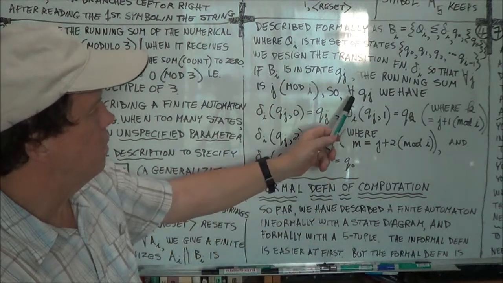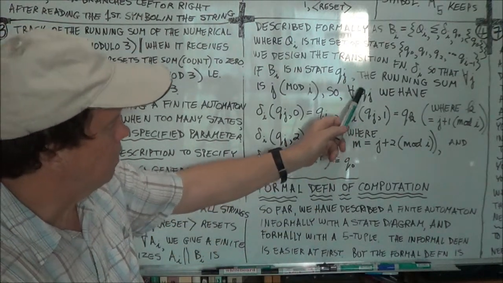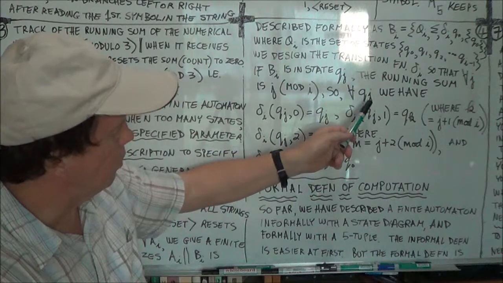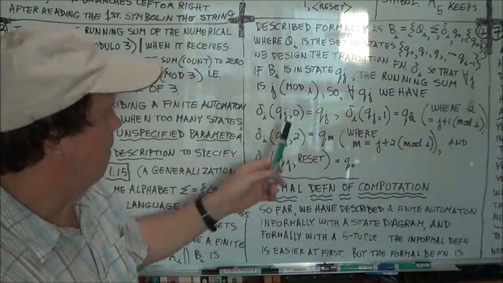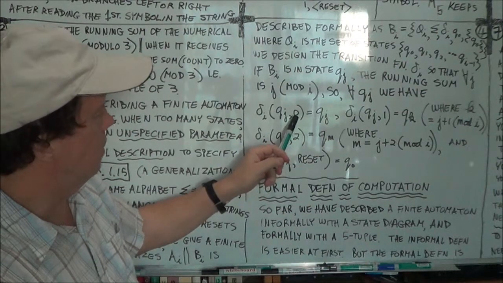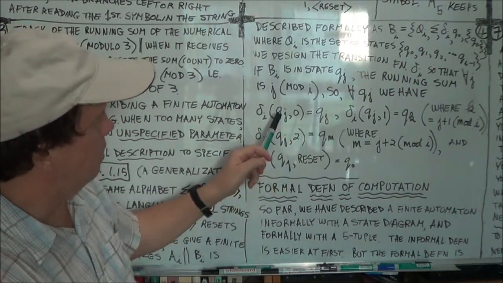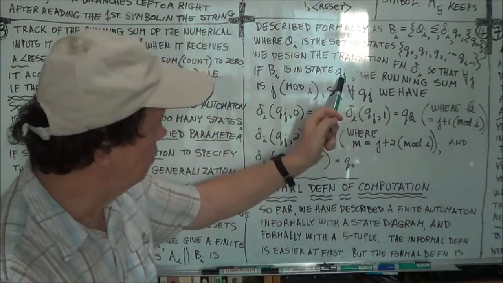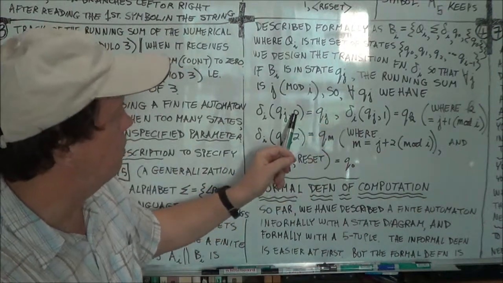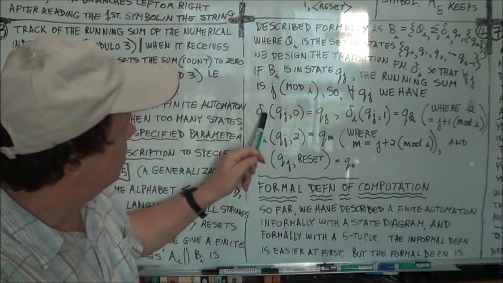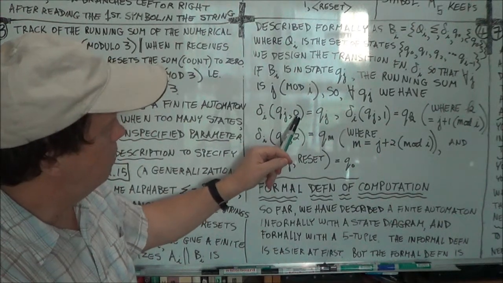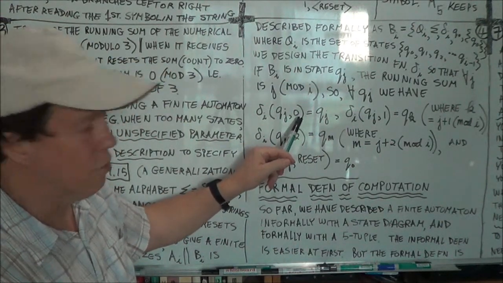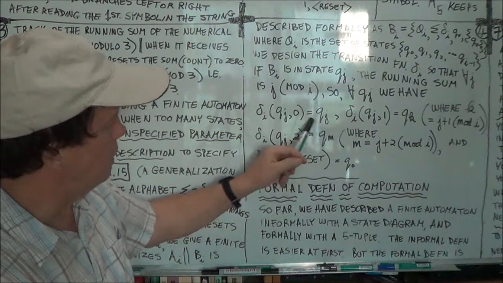So for any state Qj, whatever this sum is, mod I. Now, if you add 0 to it, well, it won't change, right? So the running sum Qj should be the same. If you add 0 to it, it doesn't change anything. So if you're in this state and this is your input symbol in the string, well, you don't change the state. You just stay there.